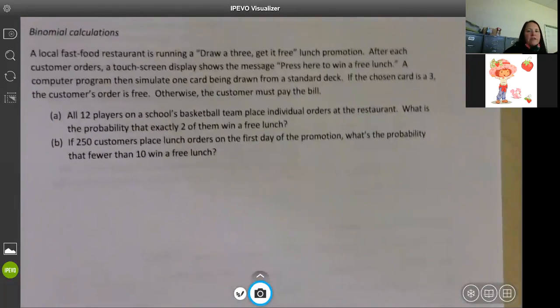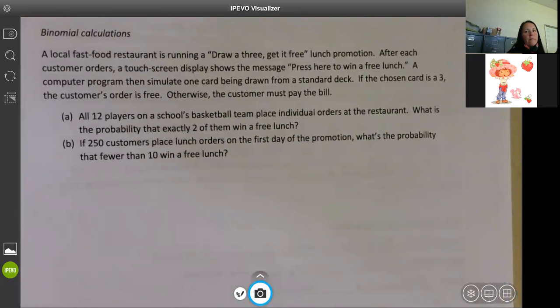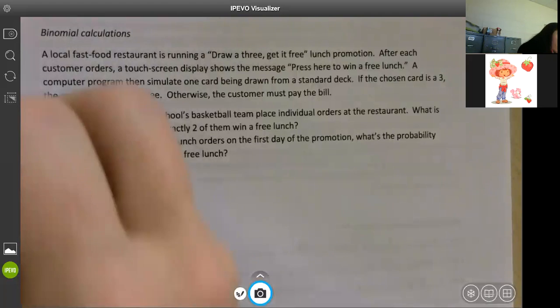A local fast food restaurant is running a draw a 3, get a free lunch promotion. After each customer orders, a touchscreen display shows the message, press here to win a free lunch. A computer program then simulates one card being drawn from a standard deck. If the card chosen is a 3, the customer's order is free. Otherwise, the customer must pay the bill. All 12 players on a school's basketball team place individual orders at the restaurant. What is the probability that exactly 2 of them win a free lunch?